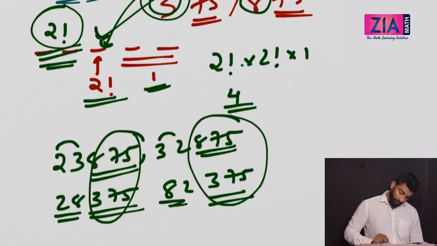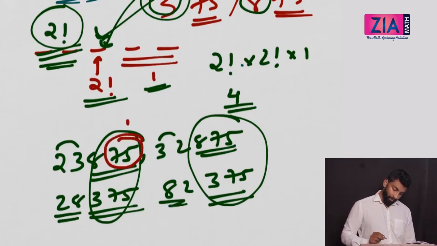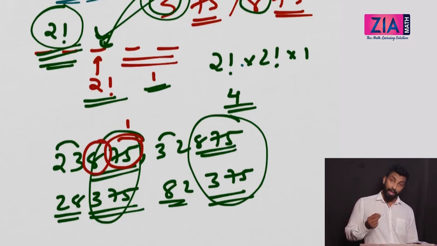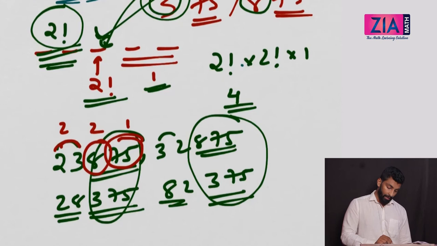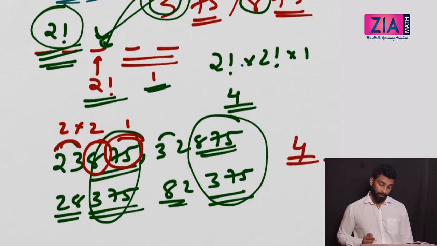I hope you understood. So how many ways can you fix this 75? Only 1 way. How many ways can you get this 8? Because you have 2 possibilities, right? 3 and 8. So 2 ways you can get it. How many ways can you fill this? You have again 2 ways, right? So multiplying, you have 4 possible ways.